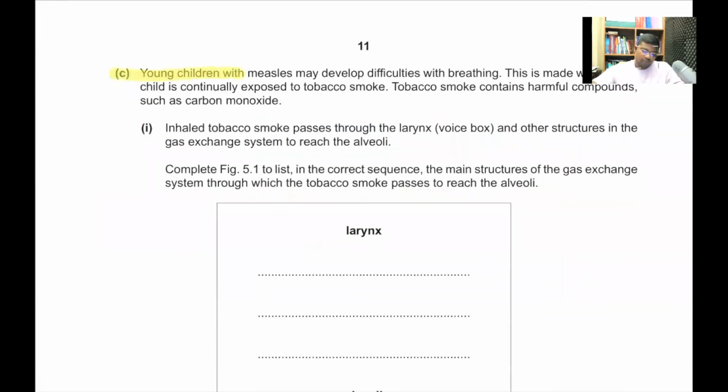C, young children with measles may develop difficulties with breathing. This is made worse if the child is continually exposed to tobacco smoke. Tobacco smoke contains harmful compounds such as carbon monoxide. Inhaled tobacco smoke passes through the larynx, voice box, and other structures in the gas exchange system to reach the alveoli. Complete figure 5.1 to list the correct sequence of the main structures of the gas exchange system through which the tobacco smoke passes to reach the alveoli.